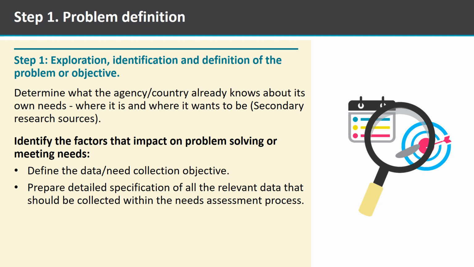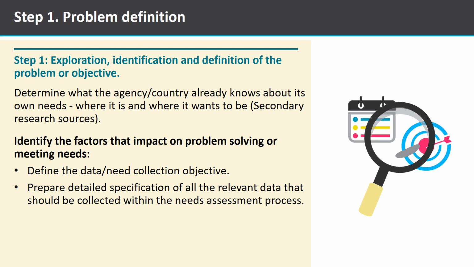Step 1 is problem definition. That is the exploration, identification, and definition of the problem. For this step, it is required to determine what the agency or country already knows about its own needs, particularly in this case in terms of adult education. So we're looking at, does the agency or country know where it is in terms of adult education provision, and has it set its standards for where it wants to be? A wide range of policy documents and strategy documents and academic documents will be very useful in this process, and drawing on OECD and European sources is very helpful.